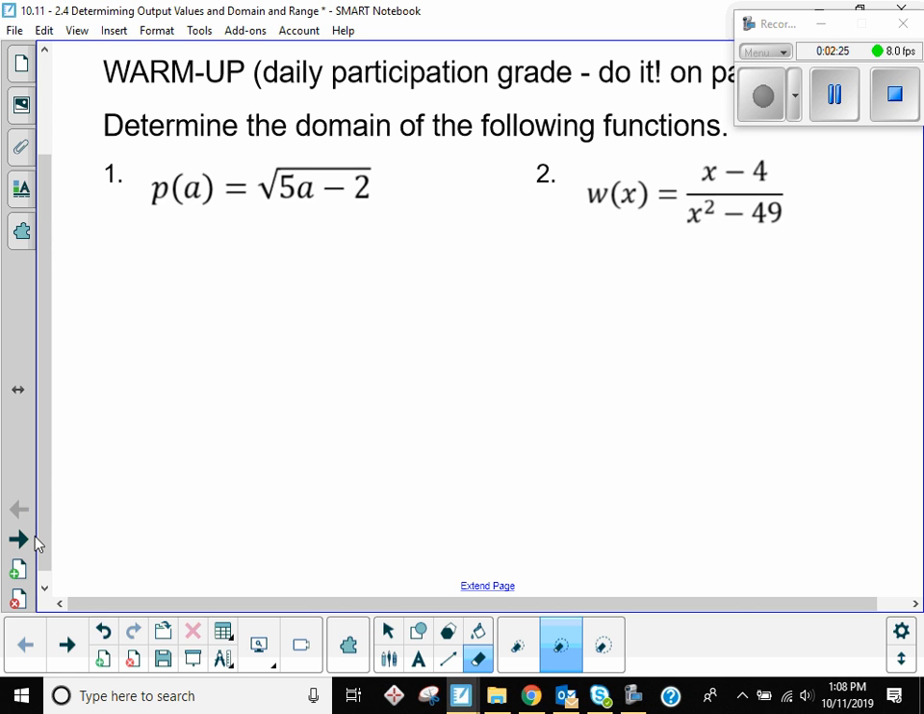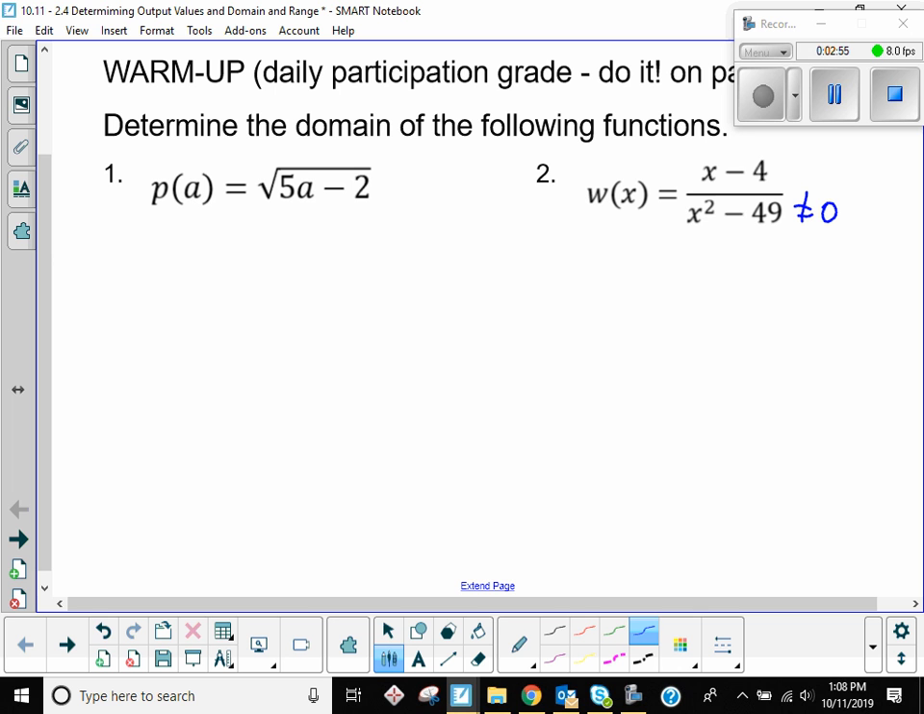At number 2, when I have a fraction, where do fractions go wrong? Like, where do they break down? 0 in the denominator, right? So what we have to do is look at this denominator and say, hey, what x values plugged in would make that equal to 0? Because we want to avoid those. So we want to avoid anything that makes the bottom equal to 0.